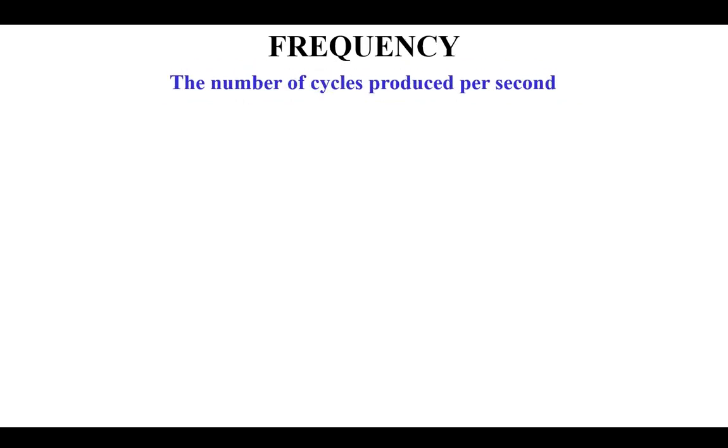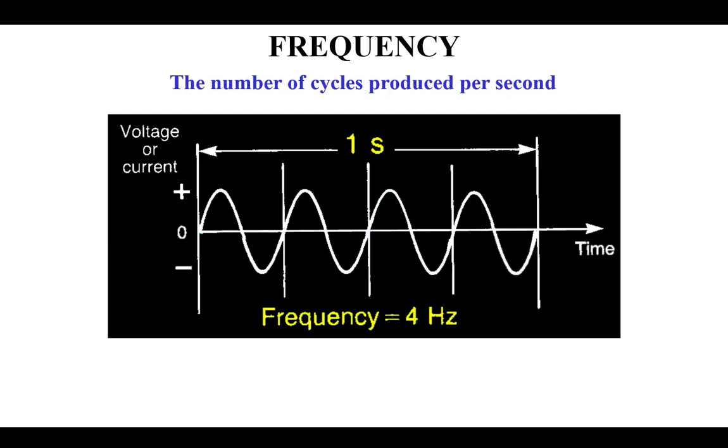The frequency is another aspect related to time, but here we're looking at how many cycles are produced in a second. So let's take a look at this. I have 1, 2, 3, 4 cycles in 1 second. That means 1 cycle per second is the same as 1 hertz. So 4 cycles per second, sometimes called CPS, but more often called hertz. 4 cycles per second is 4 hertz.